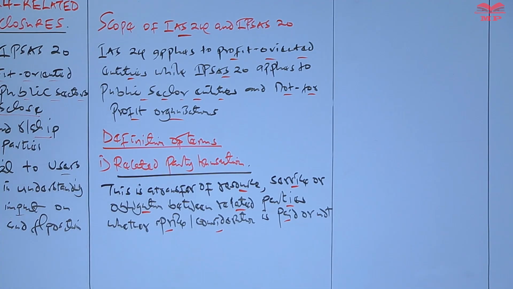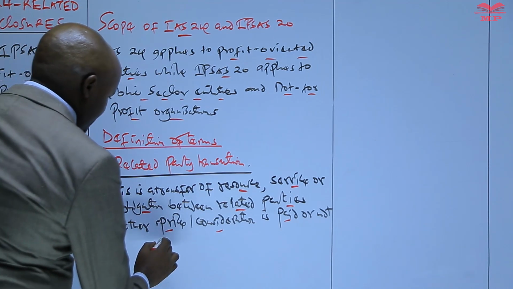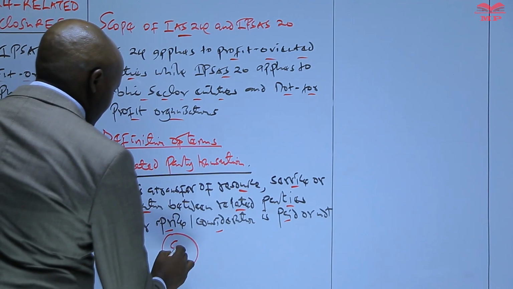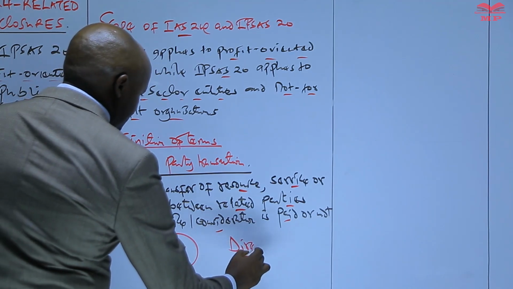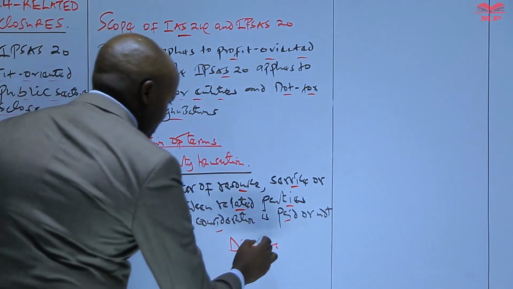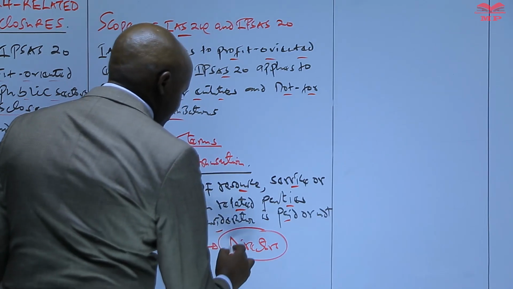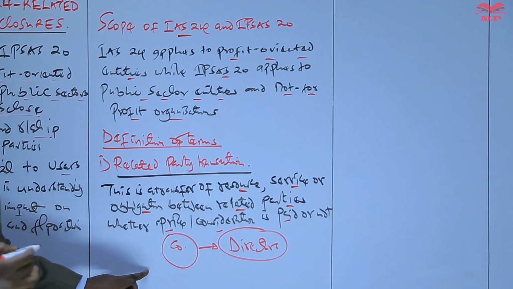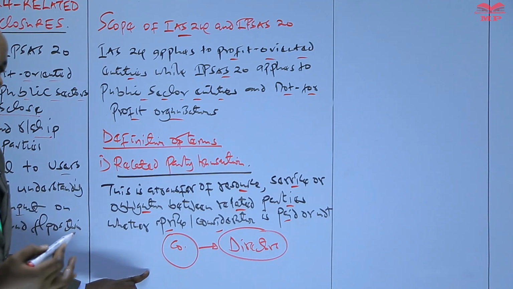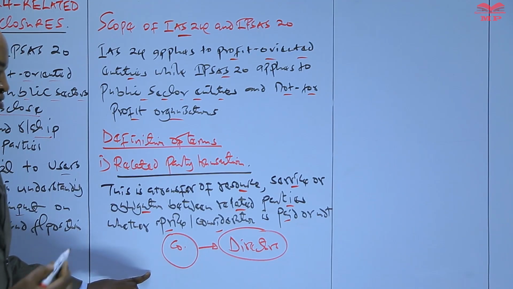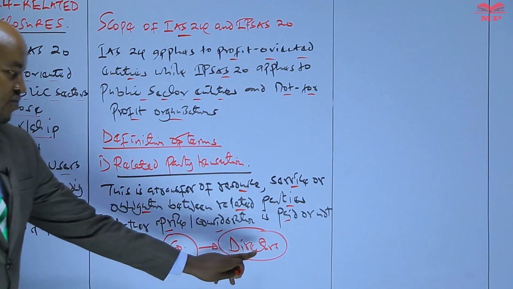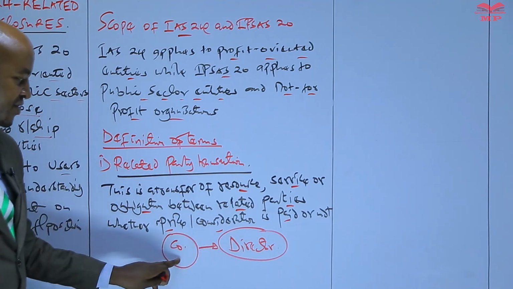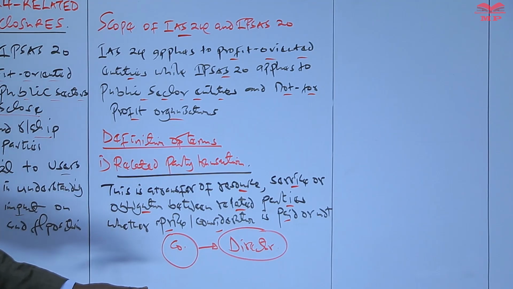A good example of a related party transaction is a transaction between a company and a director. Basically, a director is a related party, because a related party, generally, is any person who is in a position to influence or basically control the decisions which will be made by an entity. A director is a person who can influence or even control the decisions made by this company.